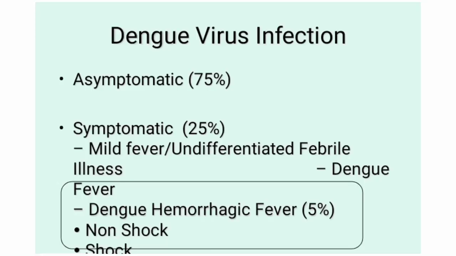If we classify dengue virus infection considering the patient infected, then 75% will be asymptomatic. There will be no symptoms in them. 25% will be symptomatic in the form of mild fever or undifferentiated febrile illness. Simple fever they will have. And 5% will have complications in the form of dengue hemorrhagic fever, which can be non-shock or shock. This 5% is very important for us to pick up and to manage.